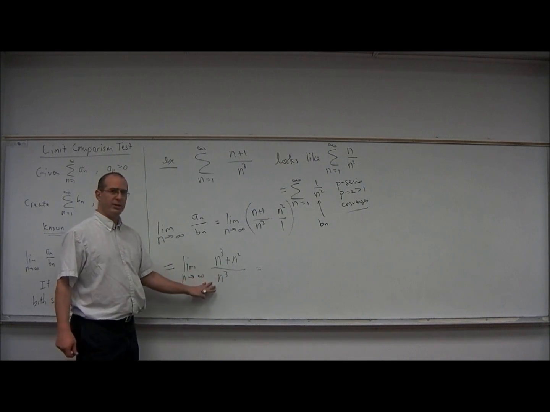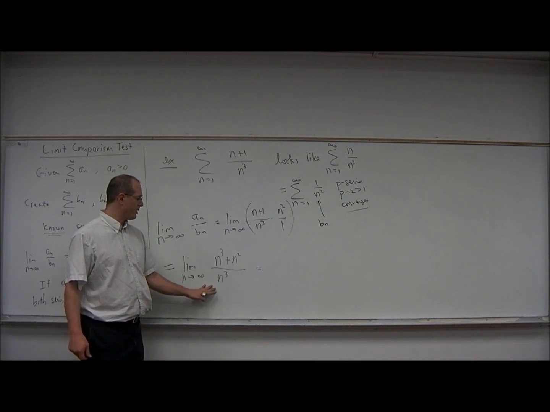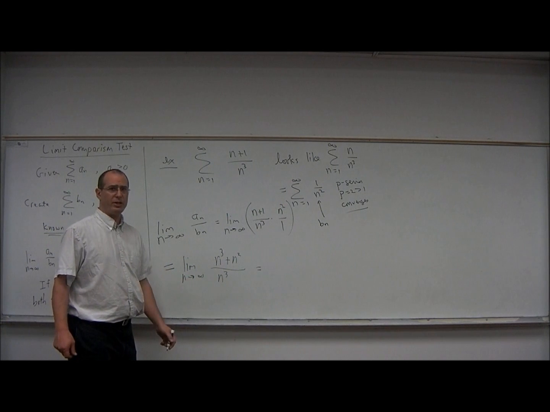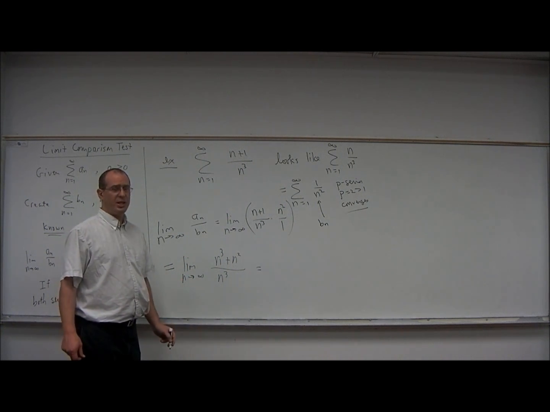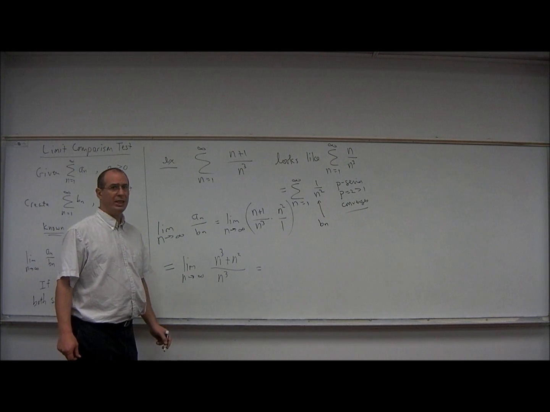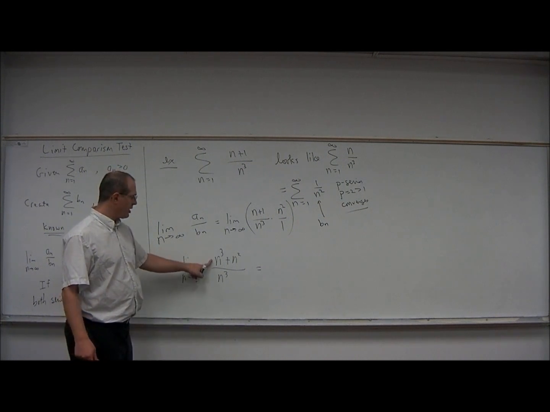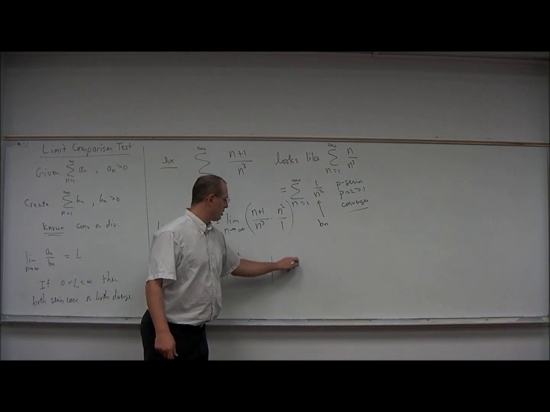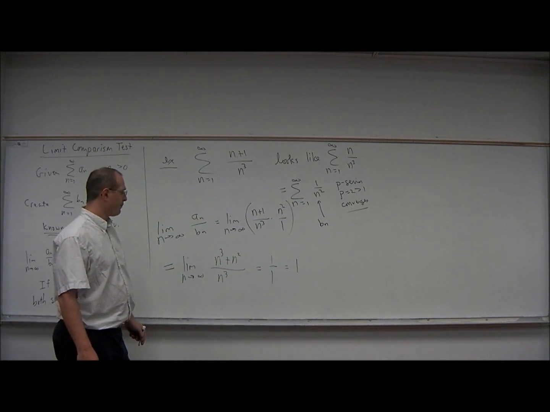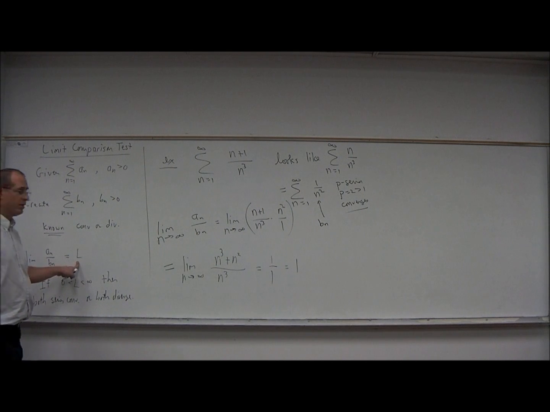We have two polynomials here that have the same power, the same degree. They're both third degree polynomials, so the limit at infinity can be calculated as the ratio of the lead coefficients. So 1n cubed over 1n cubed, that's 1 over 1. So the limit is 1. That's our value of L.